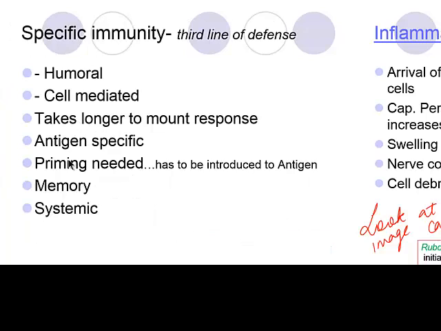Now let's look at specific immunity, where now we are talking about specific pathogens. This is often called a third line of defense. This is two types. One is called humoral, that means there's something in the blood plasma, and the other one is cell-mediated, which is a cell-to-cell reaction.